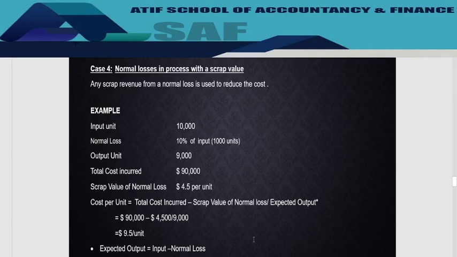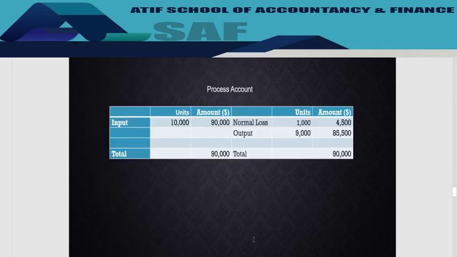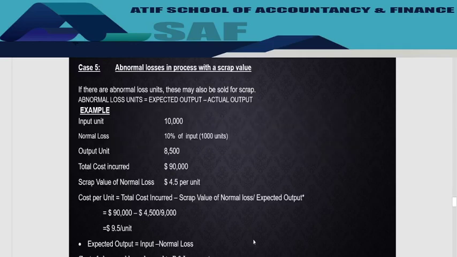In the process account, on the debit side, input cost is recorded, and on the credit side, normal loss units are mentioned in terms of units as well as in terms of amount, because this time this scrap value is given in the question. Output is recorded as 9,000 units at the rate of $9.5 per unit, and the whole amount is 85,500. The next case is abnormal losses in process with a scrap value.